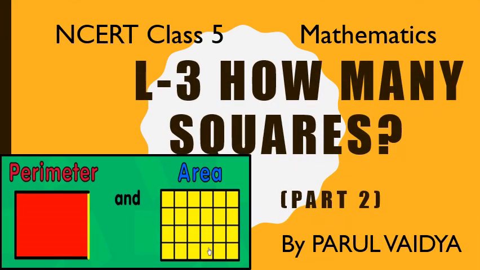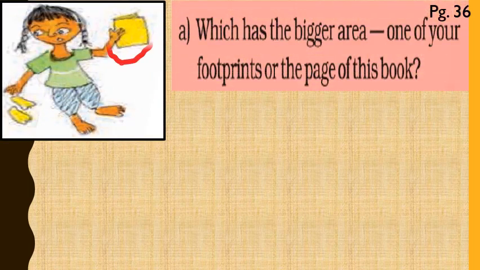Lesson number 3. How many squares? In my last video, we have seen what is a perimeter and what is an area. A perimeter is the length of the boundary of a shape. An area is space occupied by a flat shape.